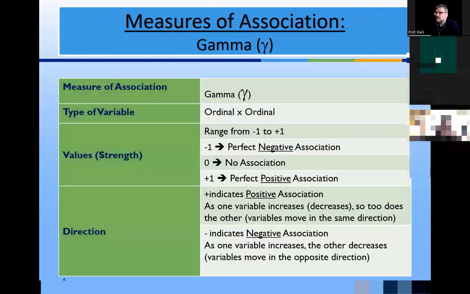And gamma is for only ordinal and ordinal, independent variable and ordinal dependent variable. Now, gamma can range from -1 to +1. There is a direction there. Okay. And negative sign, of course, indicates negative association. As one variable increases, the other decreases. Okay, so they move in opposite direction.